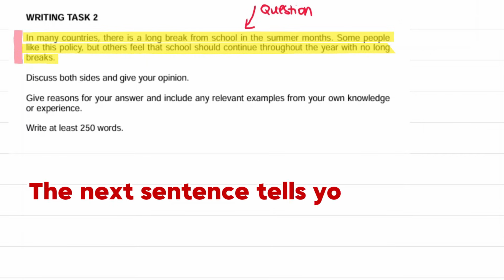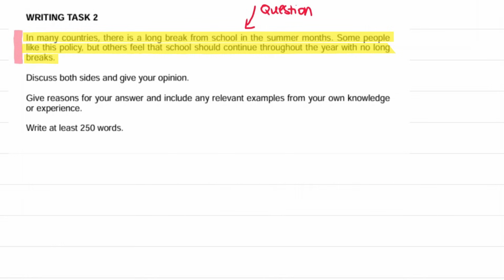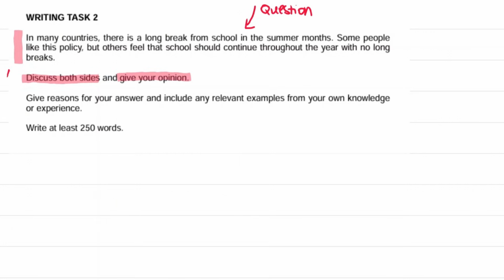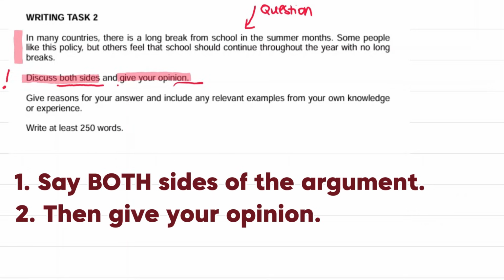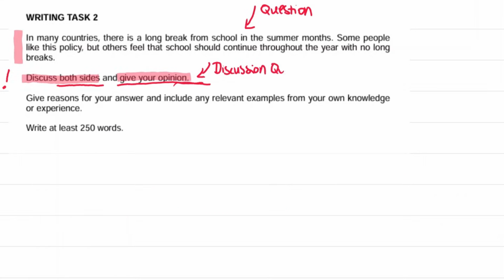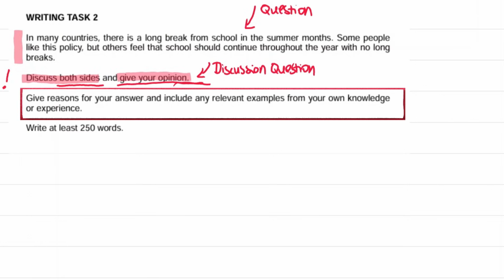The next sentence tells you what you have to do. You have to discuss both sides and give your opinion. This sentence is crucial. You need to say both sides of the argument and then give your opinion, so you know it's a discussion question. The prompt may be slightly different, but it will be the same basic idea.